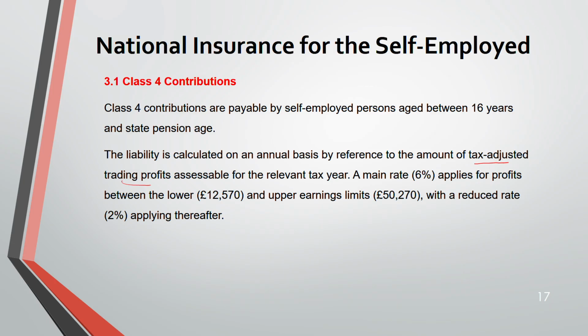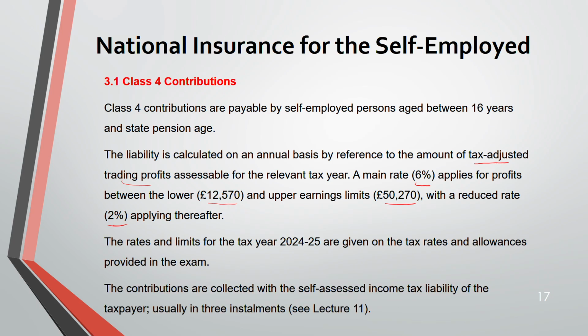So there is a main rate that is 6% and 2%. Here the rate changed. In class 1 it was 8% and 2%. Here it is 6% and 2%. So 6% between the lower and the upper. Upper and lower limit is also the same. So anything between this, 6%. If it's more than 5270, then 2% will apply. So now rates again will be given.